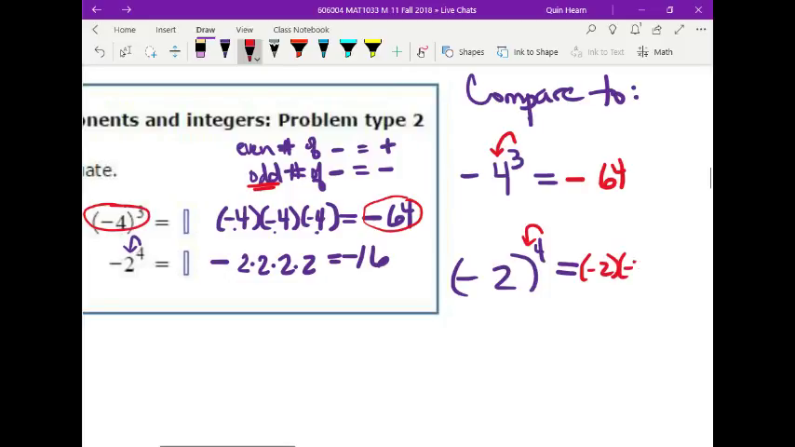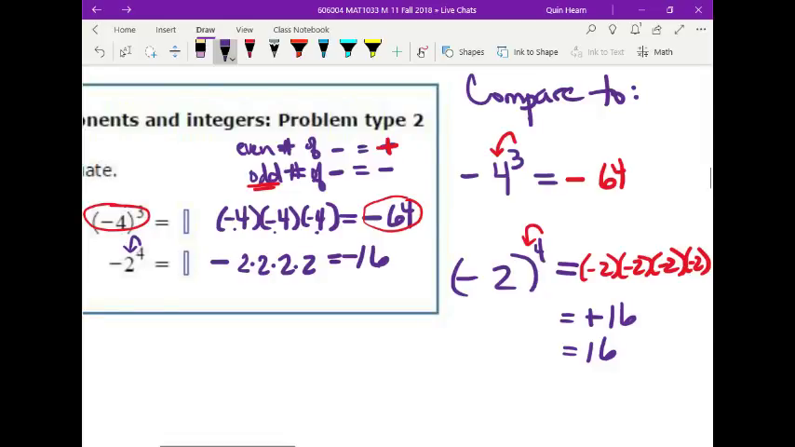You don't have to write this out, but just to be clear, this is the same as multiplying out negative 2 four times. But an even number of negatives gives you a positive. So that means that we are going to have a positive number version of 2 to the fourth, or 16. So in this case, we got 16, not negative 16.